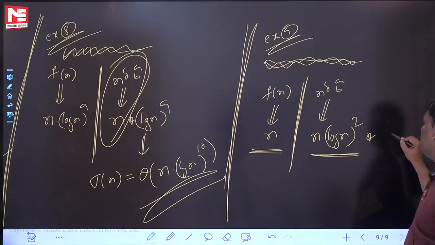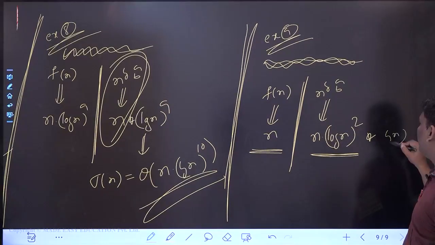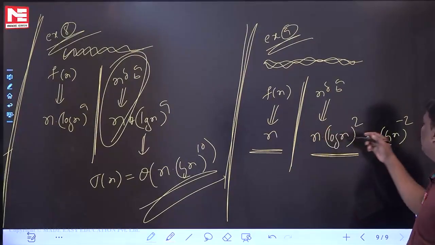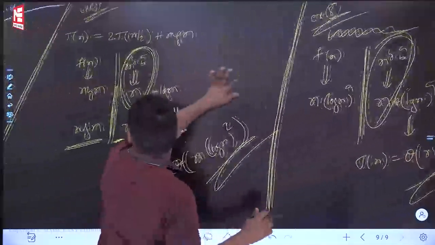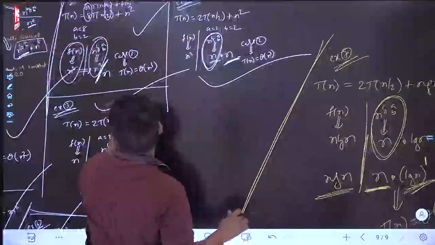Case 3 says to multiply by (log n) to some power k so that both will be equal. Can you say what I should write? (log n) to the power minus 2, so that both will be equal. But according to the master theorem, if you want, you can go there. This is the third case.